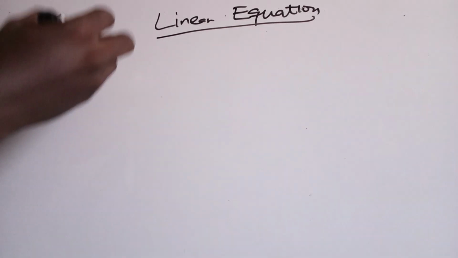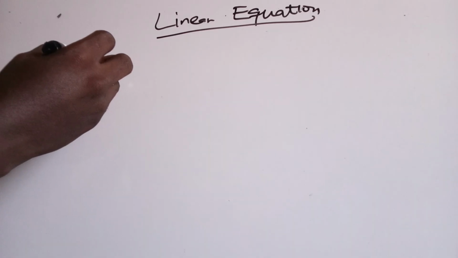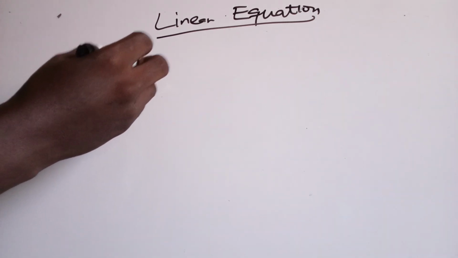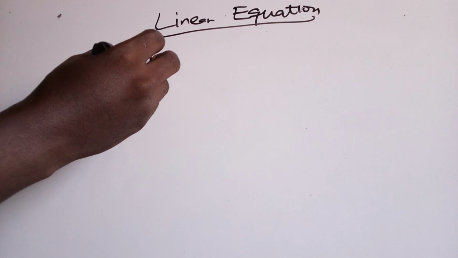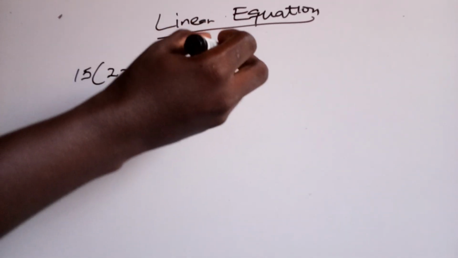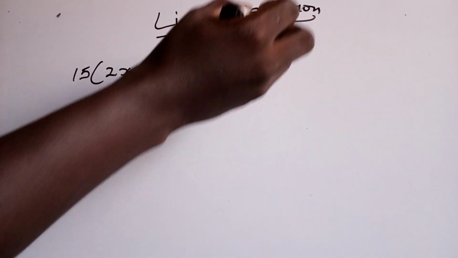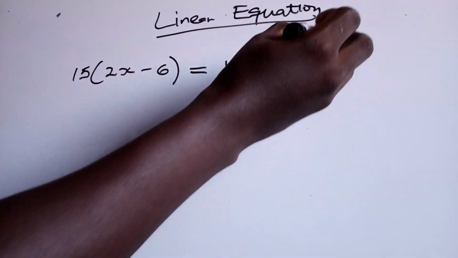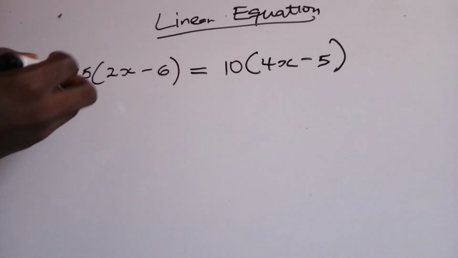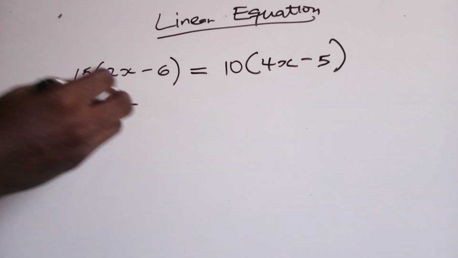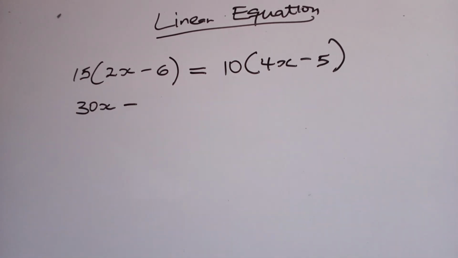15 into brackets 2x minus 6, which is equals to 10 into brackets 4x minus 5. Let's open the bracket. We have 30x minus 15 times 6.